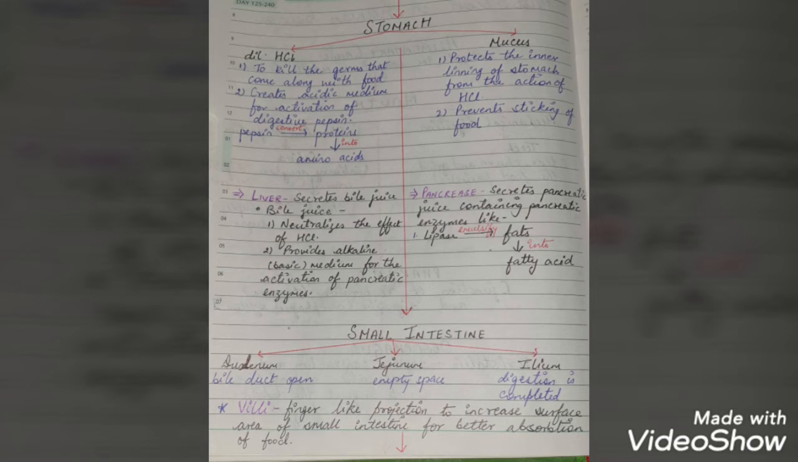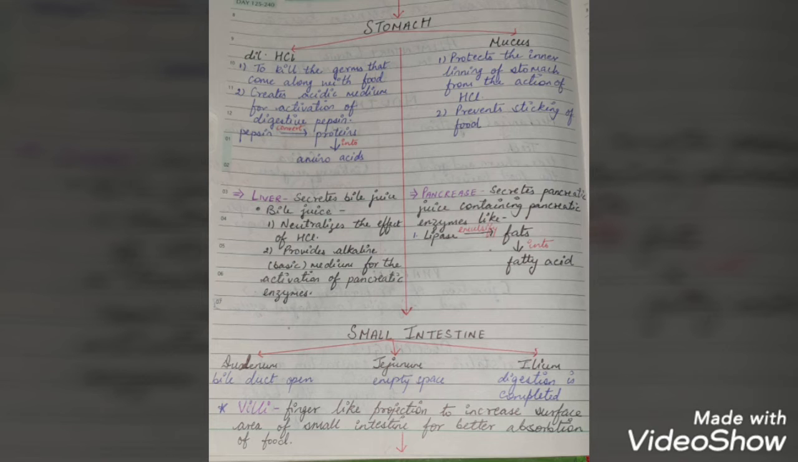The second and most important function, it will create an acidic medium for the activation of pepsin. The pepsin can only work in the presence of HCl. Now what pepsin does is pepsin converts proteins into amino acids. And the mucus will protect the inner lining of the stomach from the action of HCl. Now this food is forwarded to the small intestine.